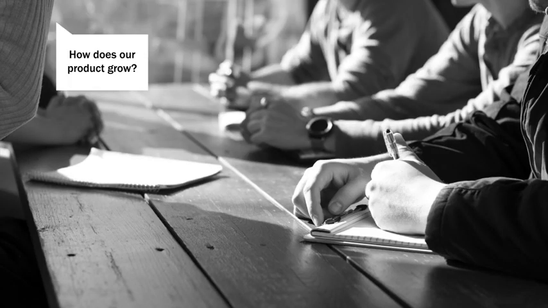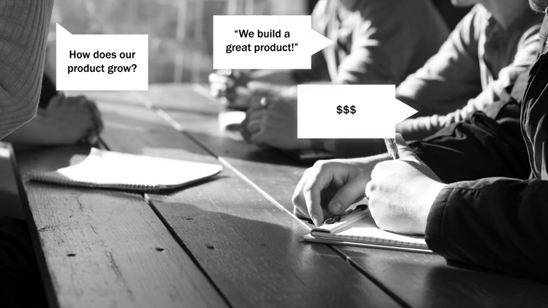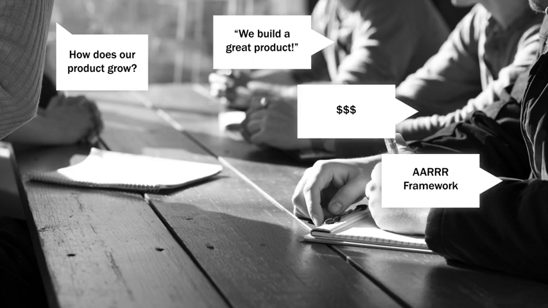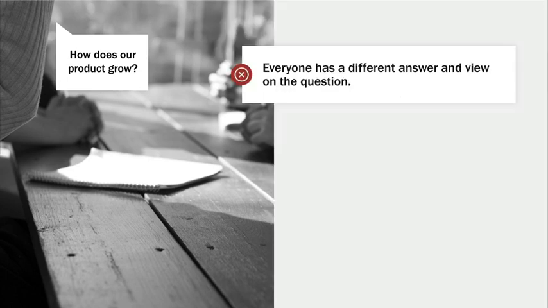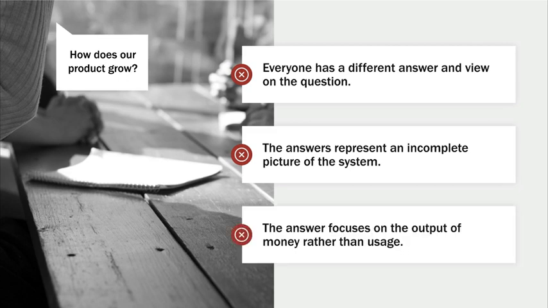What you might get is a variety of answers that range from we build a great product to some answer around a financial model to an answer that takes the shape of a funnel. The problem is that what you'll probably find is that everybody has a different answer and view on the question, or that the answer represents an incomplete picture of the system, or that the answer focuses on something like the output of money rather than usage.